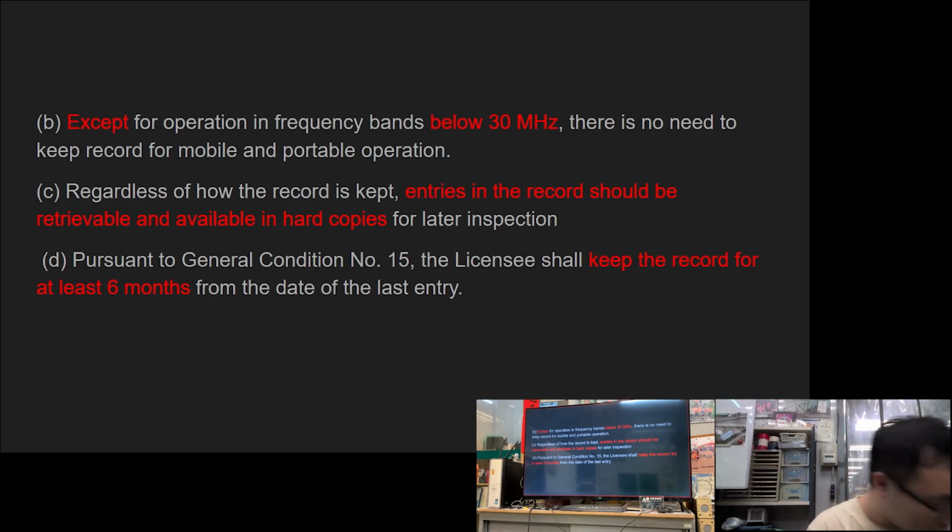So if you come to the station, you will see a lot of logbooks over here in the radio room. The logbook should be kept as long as possible, but at least you should keep it for 6 months. 6 months, magic number.